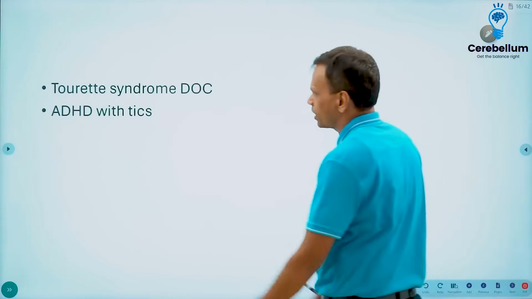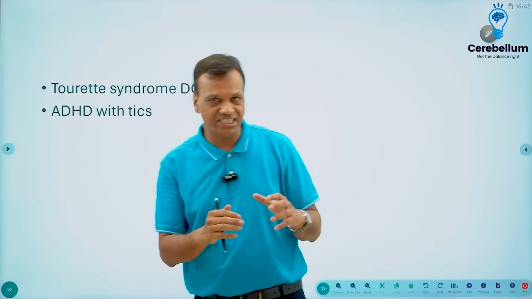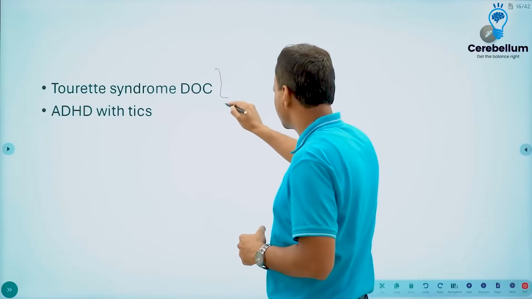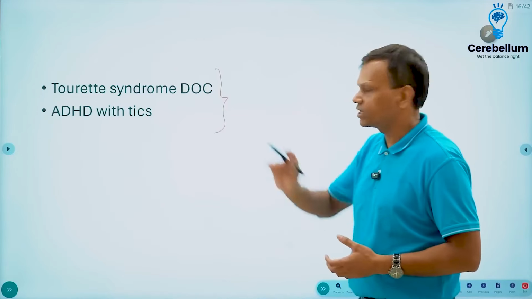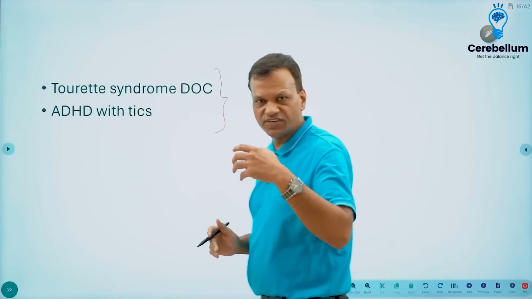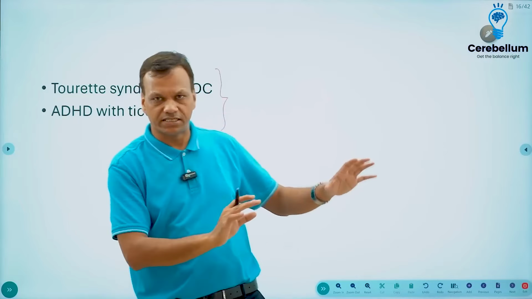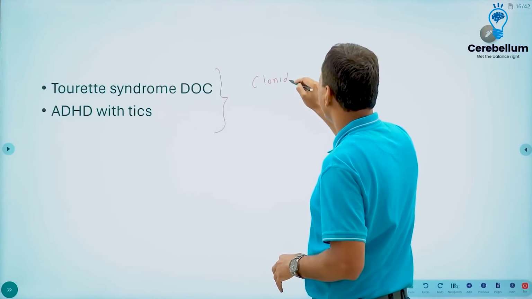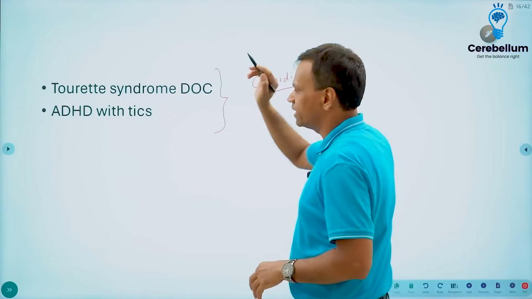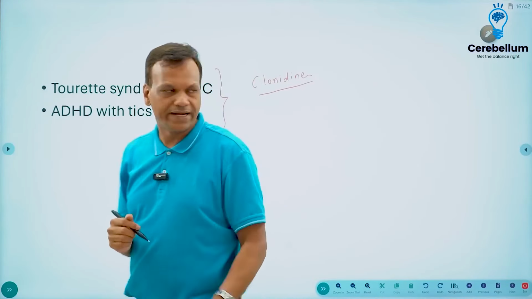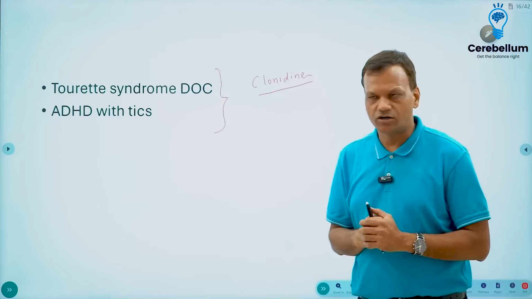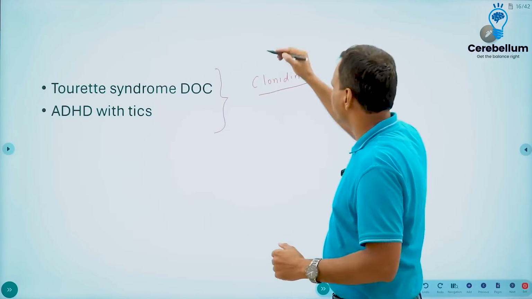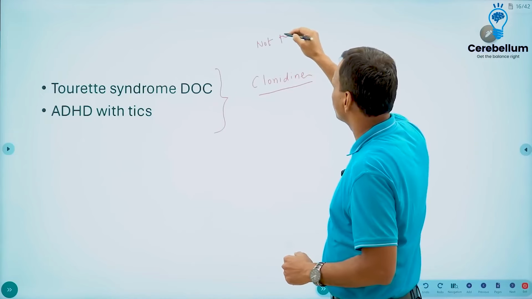So next question, Tourette syndrome and ADHD with Tourette syndrome or tic disorder. So what information I have found about these things is the drug of choice for Tourette syndrome, whether it is with ADHD or without ADHD. So both of them, the drug of choice is clonidine. Clonidine can treat ADHD also and Tourette syndrome also. Clonidine is a drug of choice, but what is the catch here? Clonidine is not FDA approved.